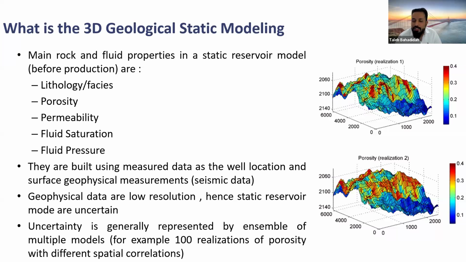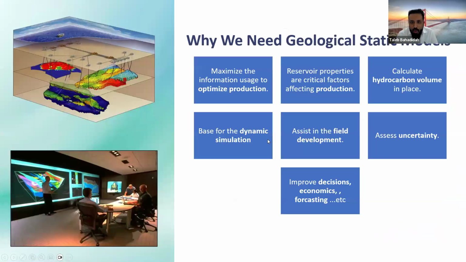As you know, geophysical data has low resolution, so static reservoir models are uncertain, and that's why I will end my presentation by showing you some uncertainty analysis. Uncertainty is generally represented by an ensemble of multiple models. We build, for example, 100 or more realizations, depending on the project size, asset, timeline, and deadline, of the porosity with different spatial correlations. So now, why do we need the geological static model?